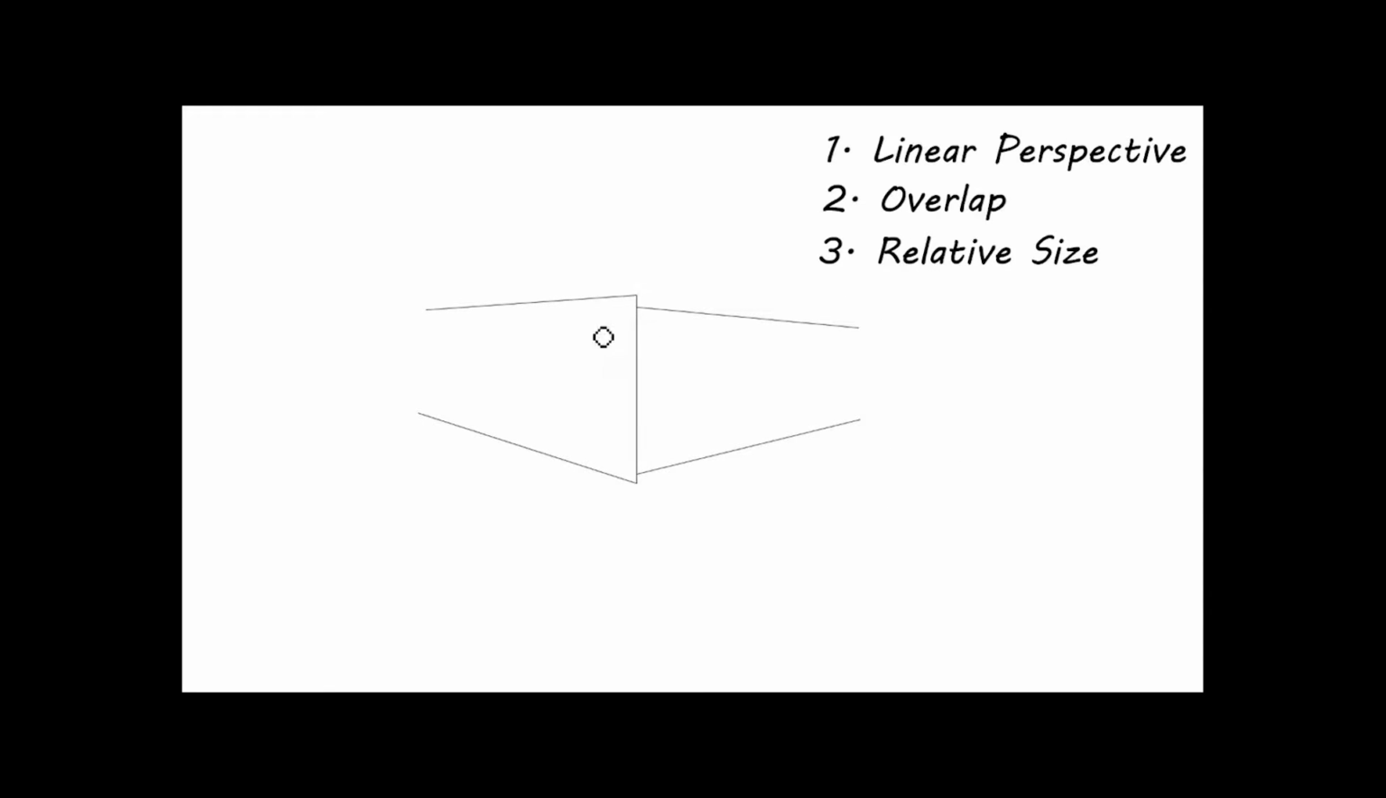Overlap is when you have one object overlapping another one. The one that is overlapping appears closer to us than the other one. And relative size, you can kind of see it here, is when you have two similar objects, this wall and this wall, with one being bigger than the other one. This works in conjunction with overlap. The bigger one appears closer to us.